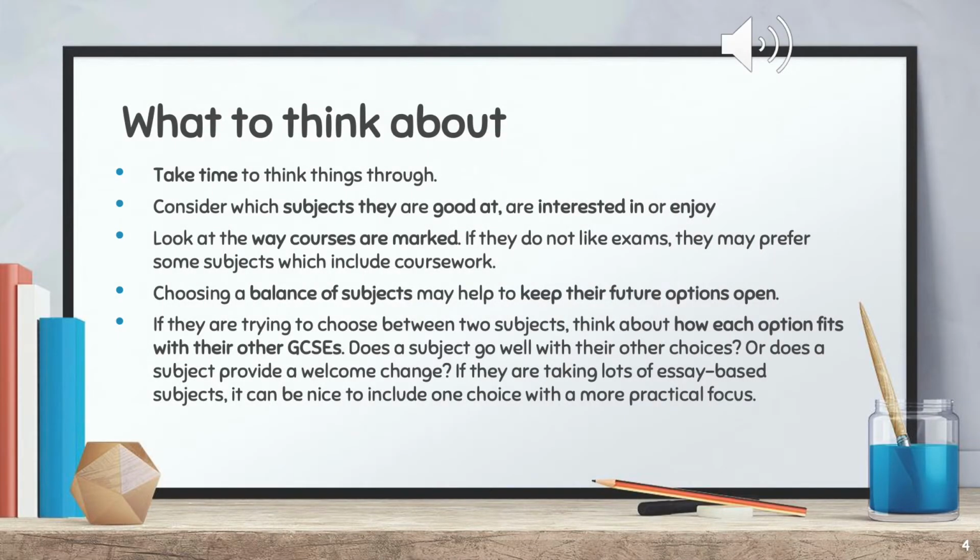What to think about. Take time to think things through. Consider which subjects they are good at and are interested in and enjoy. Look at the way the courses are marked. If they do not like exams, they may prefer some subjects which include coursework. Choosing a balance of subjects may help them to keep their future options open.